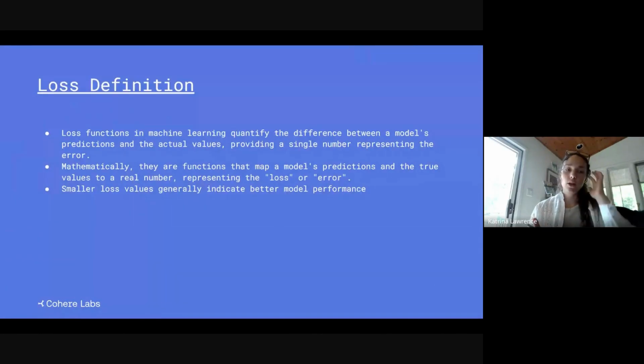Loss functions in machine learning quantify the difference between a model's prediction and the actual values. So they provide a single number representing the error. Mathematically, they are functions that map a model's prediction and the true values to a real number representing your loss or error, and smaller loss values generally indicate better model performance. Loss functions are foundational to performing machine learning algorithms because you're always trying to minimize the distance between your true value and your predicted value.